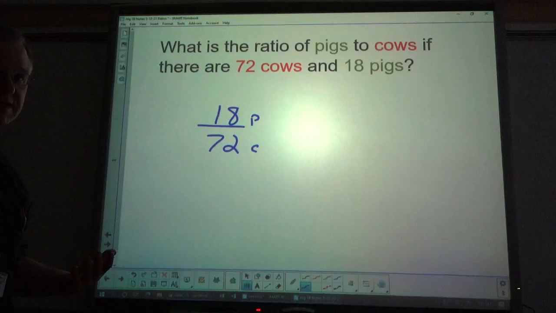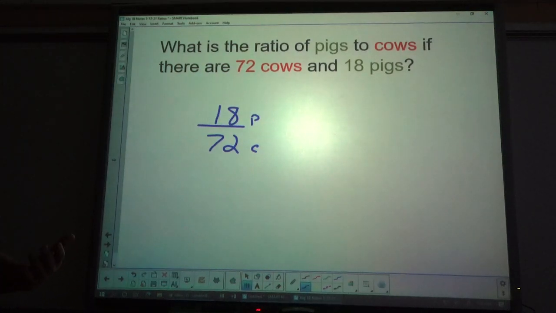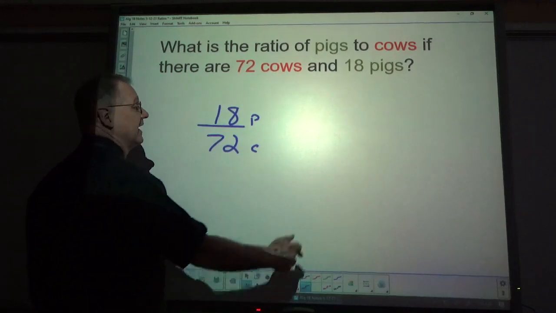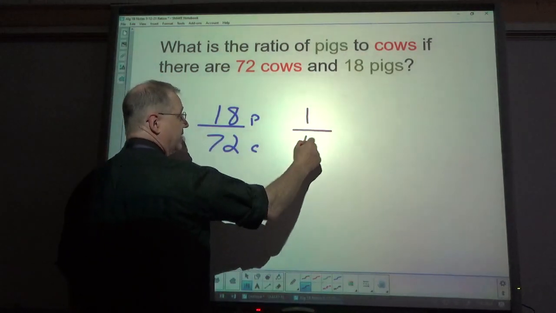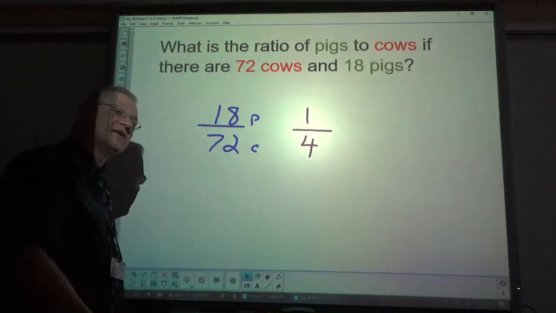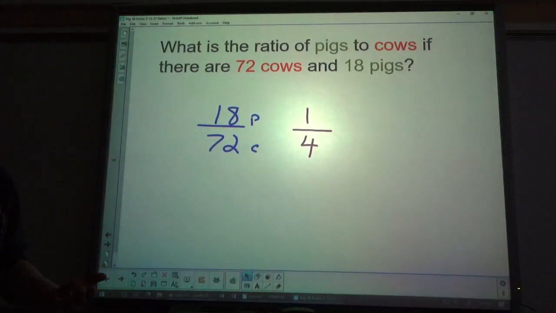Now, reducing this, most people would reduce this by 9 because they can easily see 9 goes into both. But it turns out 18 actually fits into both, giving 1 and 4. But if you did 9 and you got 2 over 8, you could reduce it further to 1 over 4. And that's all we have for today.